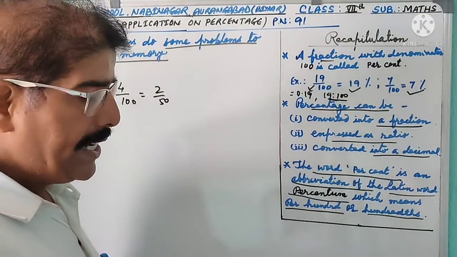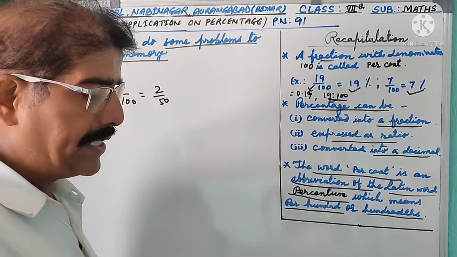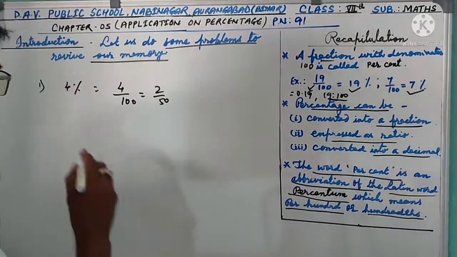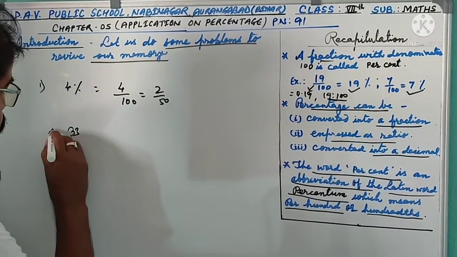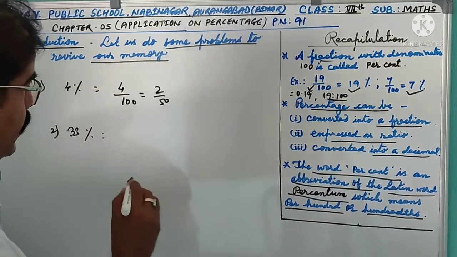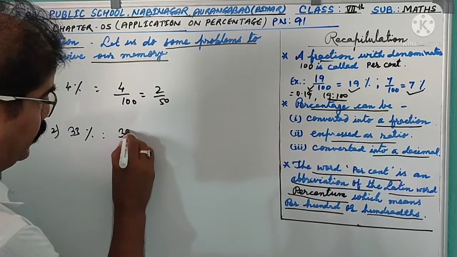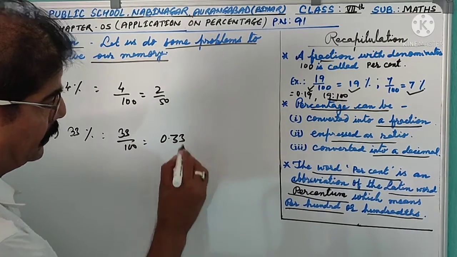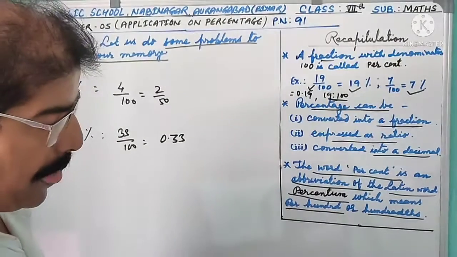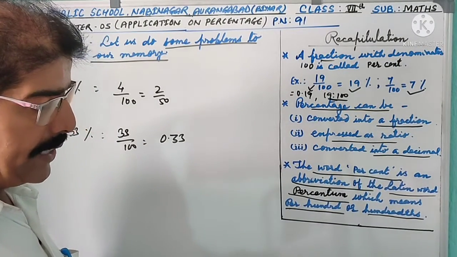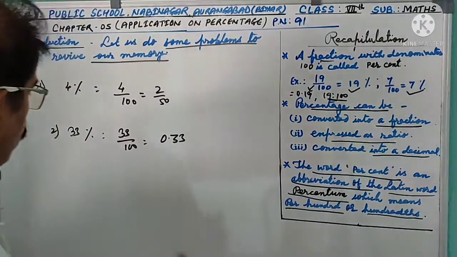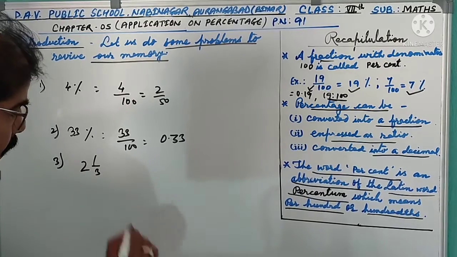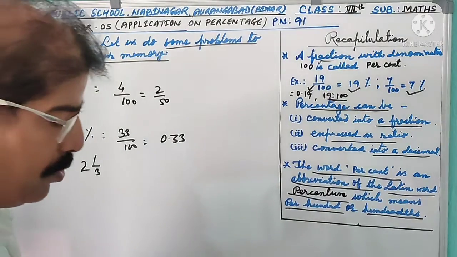Second, express the following percent as a decimal. Suppose 33%. That means 33 by 100. That means 0.33. Next, write the following fraction as a percentage. Suppose given 2 and 1 by 3, convert into percentage.